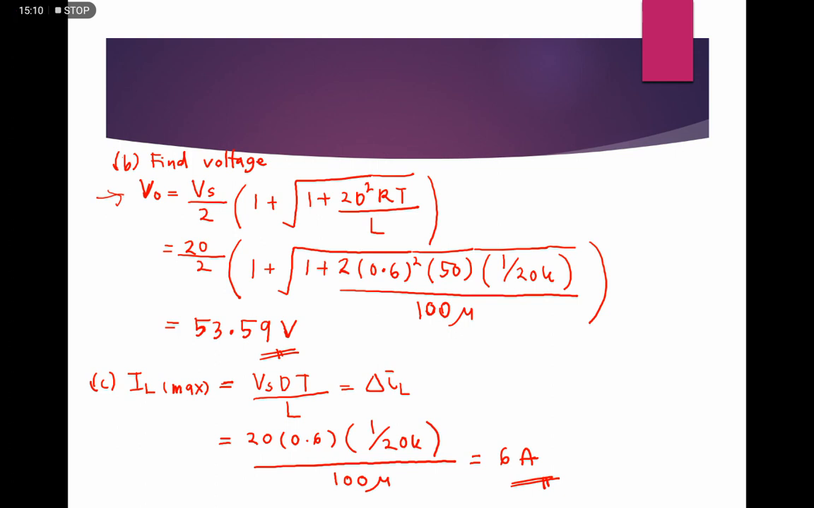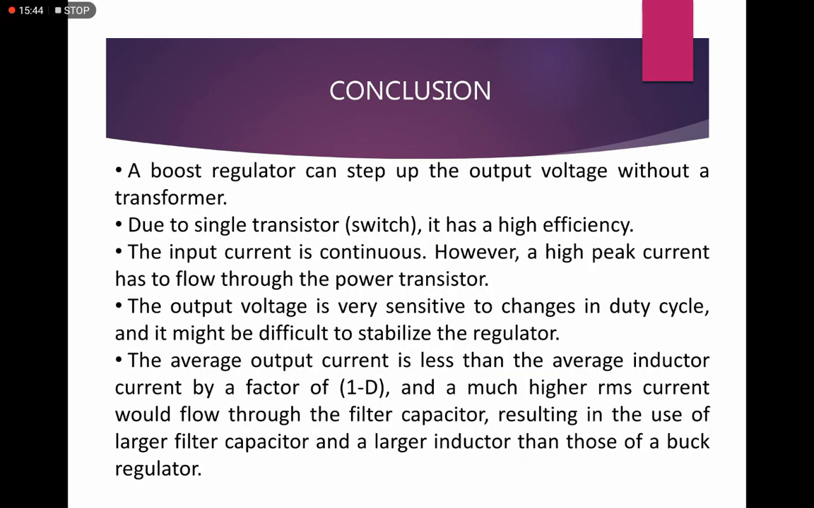Finally, we need to find the IL max. We use Vs DT over L, and then you substitute all the values, and your maximum inductor current that we should get is 6 ampere. I hope all of you are able to try and work out the answer that has been given here. I think this is the last slide for the boost converter.